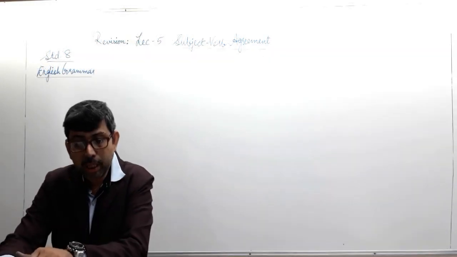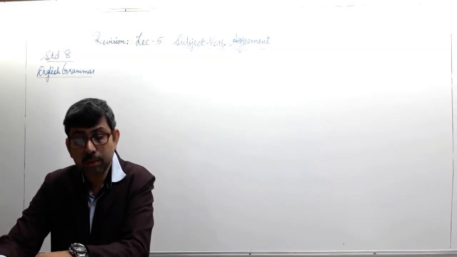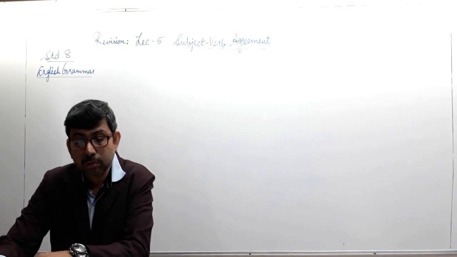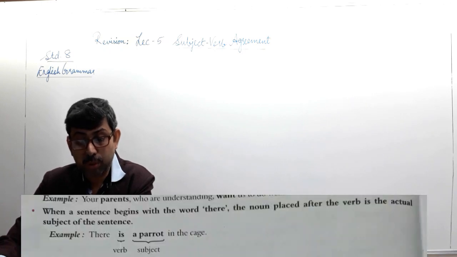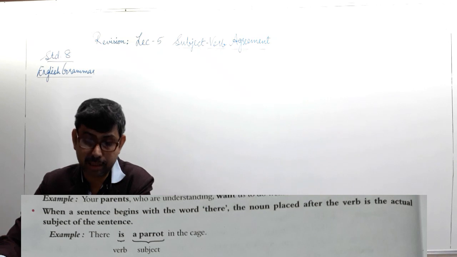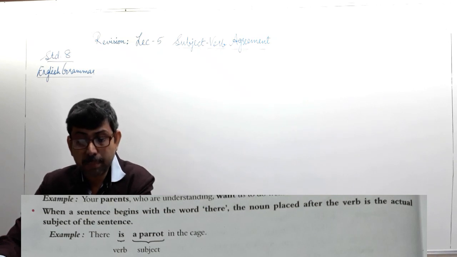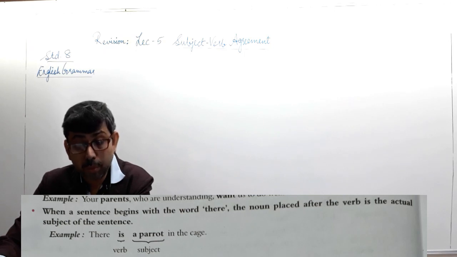Well, moving ahead, you can see on your screen, when a sentence begins with the word there, the noun placed after the verb is the actual subject of the sentence. As you see in this example sentence, there is a parrot in the cage. Here the verb is is, and the subject is a parrot.